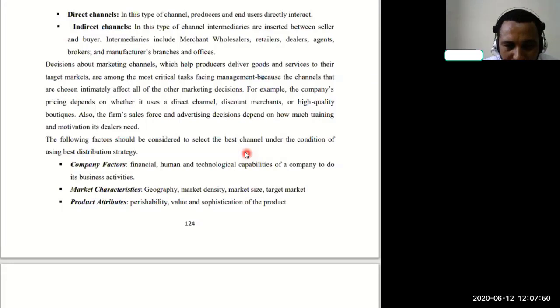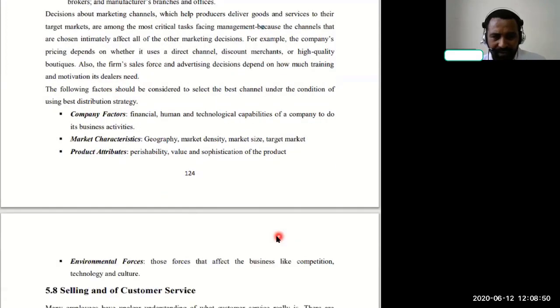The other is product attributes, or the characteristics of the product. If the product is perishable, it's difficult to distribute using intermediaries because of the nature of the product; it requires direct distribution. And then the value of the product. If the product is very valuable, it requires a direct channel. If the value of the product is less, we can distribute through different agents, wholesalers, retailers, and so on. Depending on these three things, or the sophistication of the product's usability, we can choose the appropriate channel. So these three factors are important to select the appropriate channel, either direct or indirect.